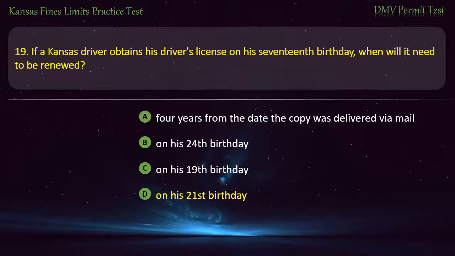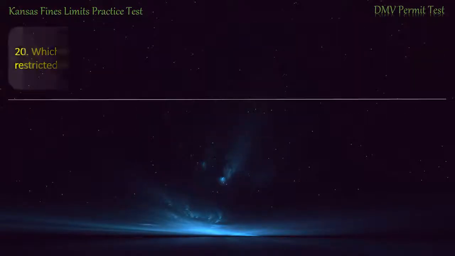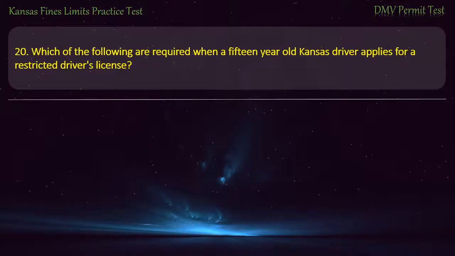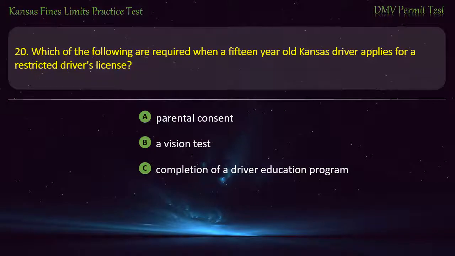Question 20. Which of the following are required when a 15-year-old Kansas driver applies for a restricted driver's license? Parental consent. A vision test. Completion of a driver education program. All of these answers are correct. Answer. All of these answers are correct.